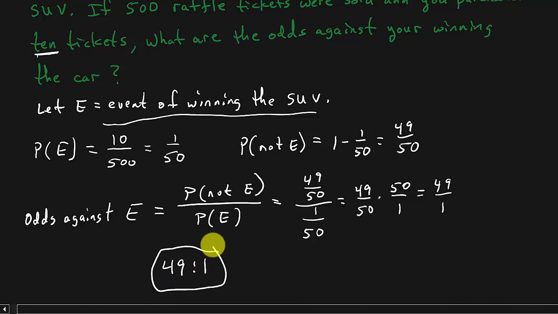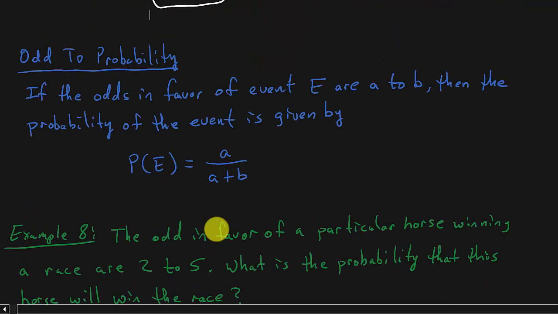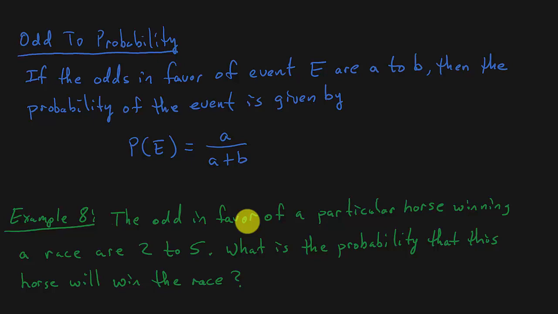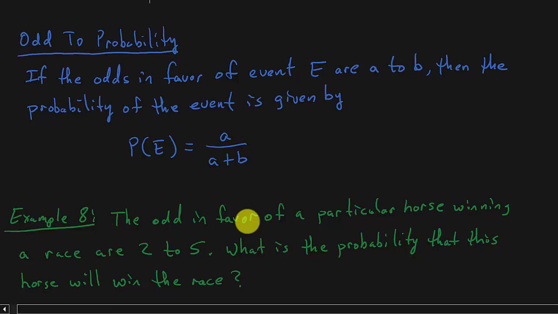All right, so this is the last part. This is our last example. So that time we went from probability to odds. Okay, we could calculate the probability and we would find the odds in favor or the odds against. So here, if the odds in favor of event E are A to B, so they're telling us that the odds are A to B, and remember, you can write those odds like that. That's how we were writing them, A to B. Then the probability of the event is given by the probability of E is A divided by A plus B.